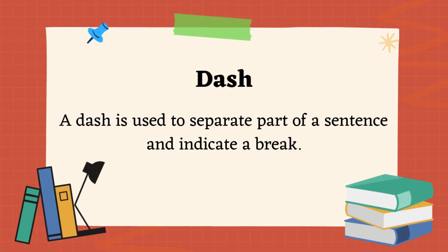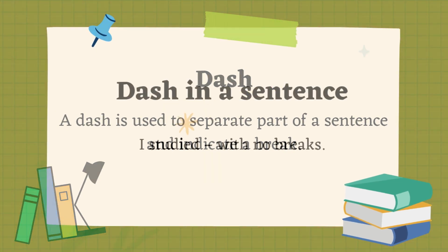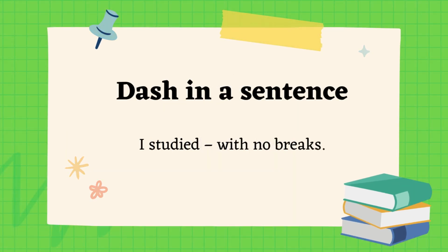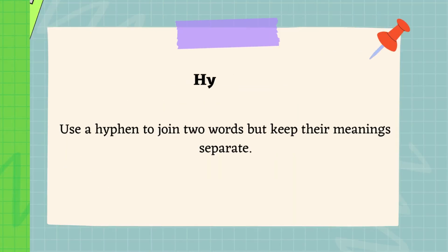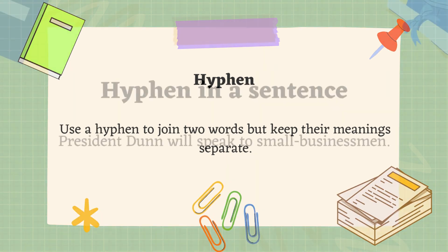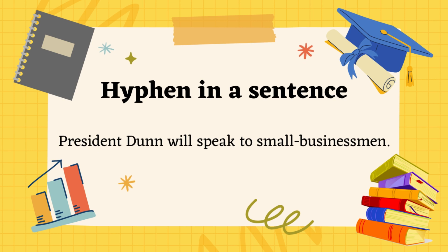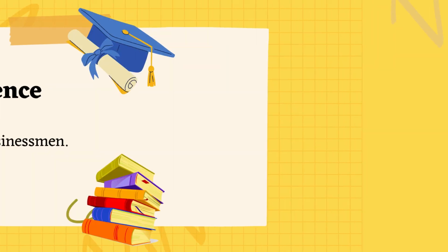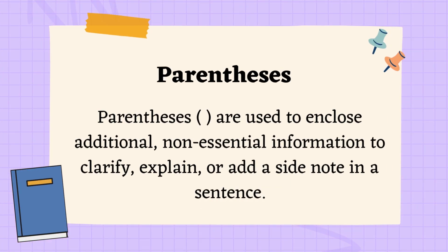A dash is used to separate part of a sentence and indicate a break. Use a hyphen to join two words, but keep their meanings separate. Parentheses are used to enclose additional, non-essential information to clarify, explain, or add a side note in a sentence.